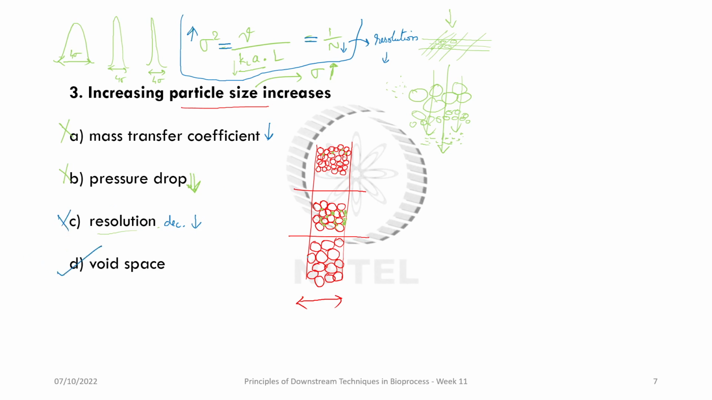So what increases? The void space. When the particle size is large, it will not pack well with other beads. However much you pack, you will have bigger spaces than a column with smaller particle size. So the one thing that does increase among the options given here is void space. Clear?